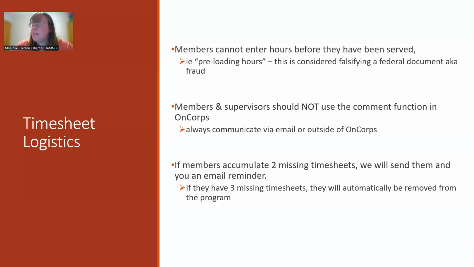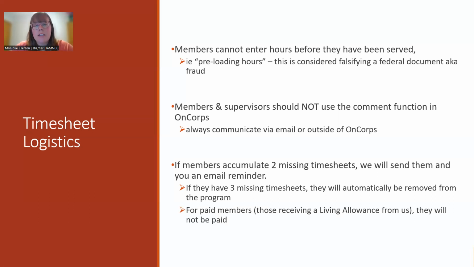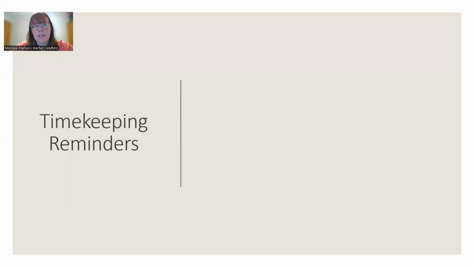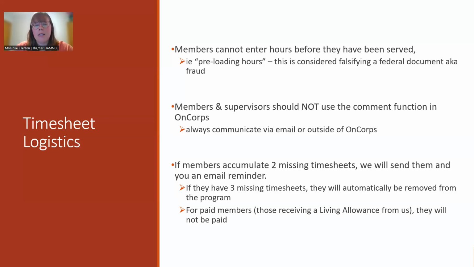For paid members, this is different. If they're receiving a living allowance from us, then they're considered a paid member on our end. If they have just one missing timesheet, it's kind of okay. We will pay them at least once. That's our policy. But if they have 2 missing timesheets, we will not pay them for that second missing timesheet, because we can't pay them for things we don't know they're doing, or if we don't know that they're active. And for 3 missing timesheets, they would also be automatically removed from the program.